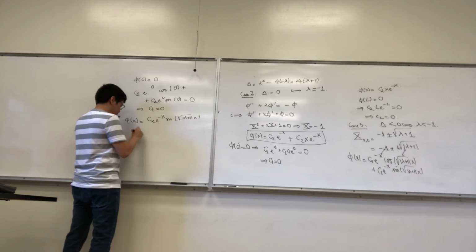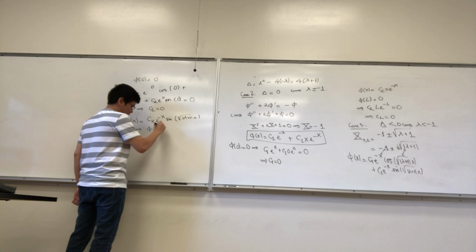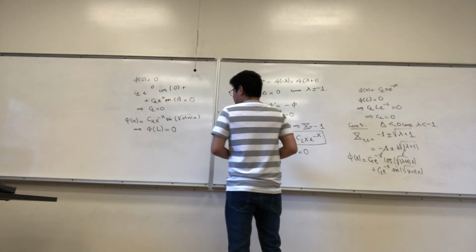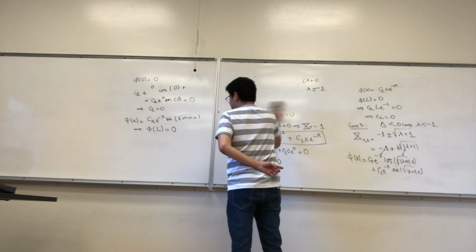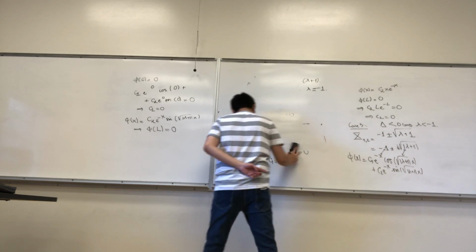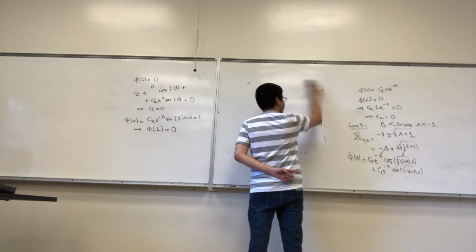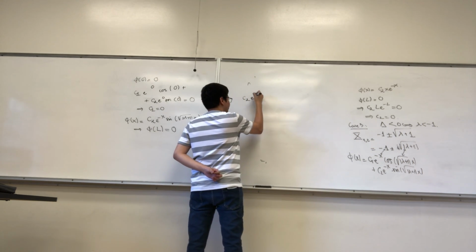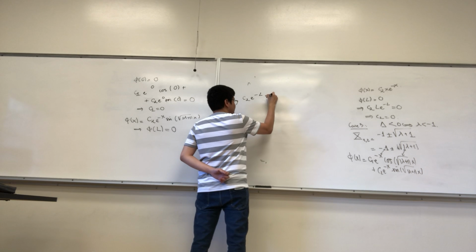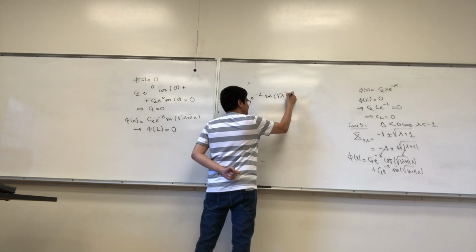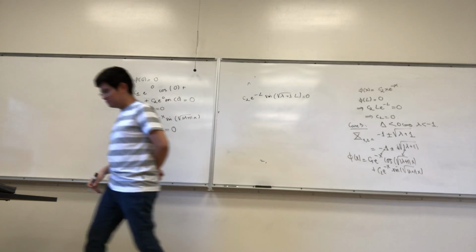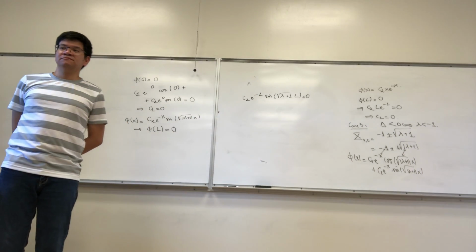So now I'm going to use the second boundary condition. I have phi L is 0, all right? Now I have to plug L into this formula. So I have C2 e to the power minus L sine of square root of lambda plus 1 L is 0. Alright?